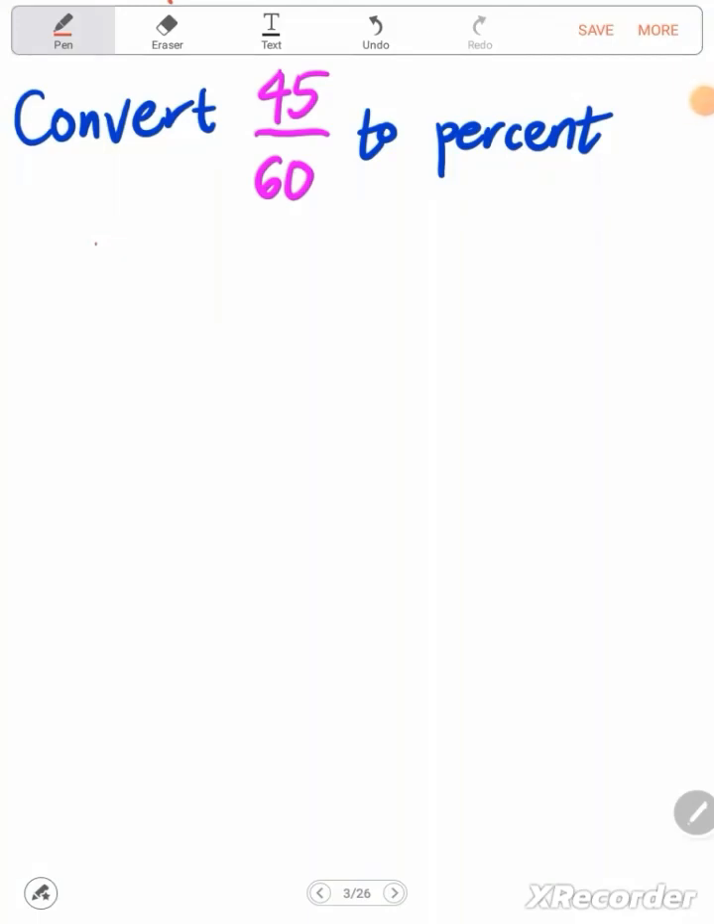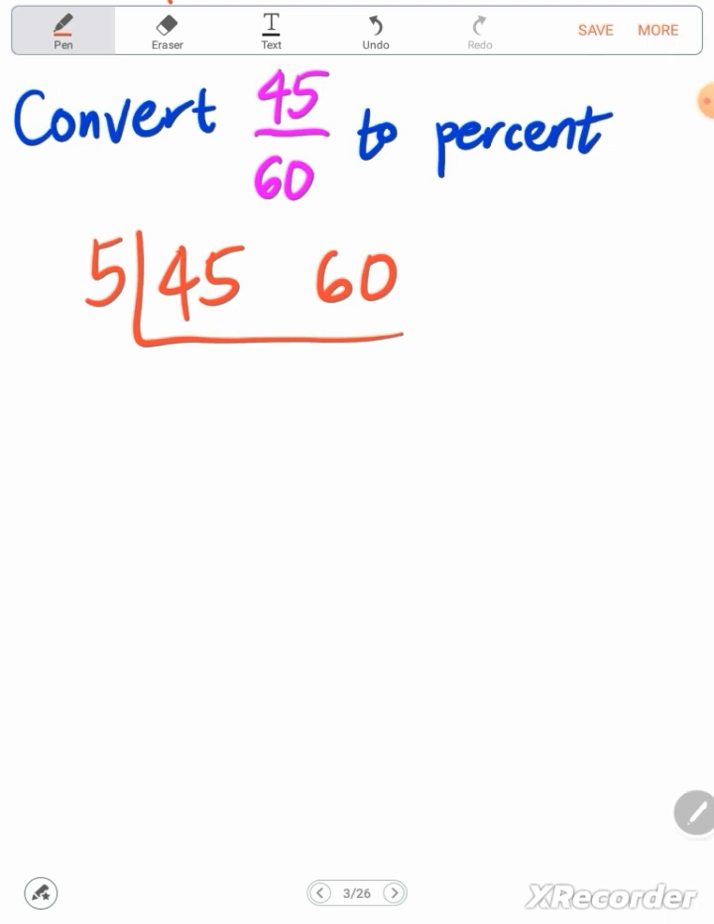I will show you the step-by-step process of converting 45 over 60 into percentage. So let's use continuous division method to simplify 45 over 60. 45 and 60 both end in either 5 or 0, so they are multiples of 5.